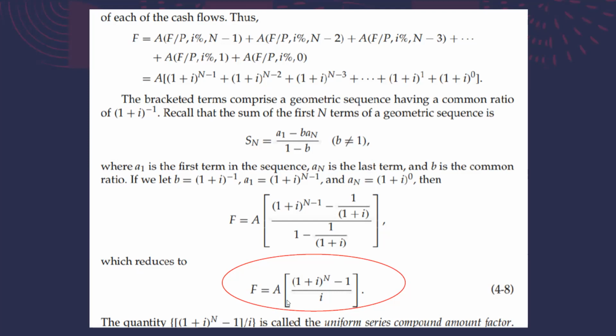F is equal to the annuity A multiplied by (1 plus i) to the power of n minus 1, divided by the interest rate i. In this equation, the quantity (1 plus i) to the power of n minus 1 divided by i, whatever is within this bracket, is what we call the uniform series compound amount factor. We discussed this last week as well. These are based on the mathematical series. I have included this slide just to give an idea of how this general equation has been developed or derived.